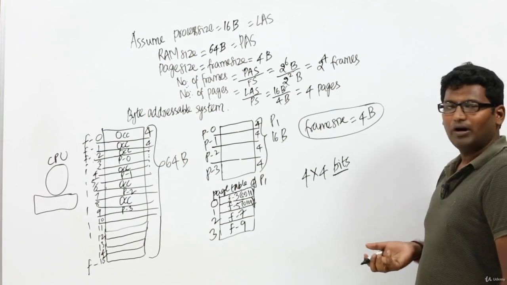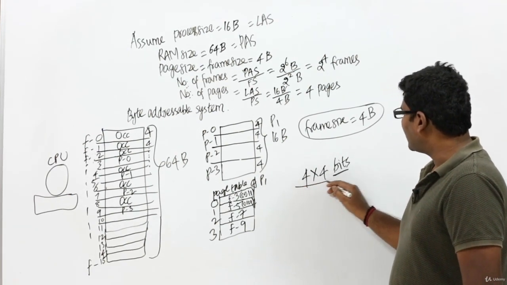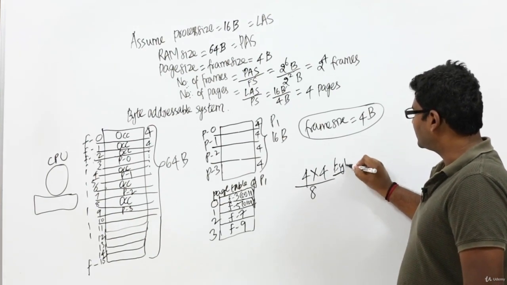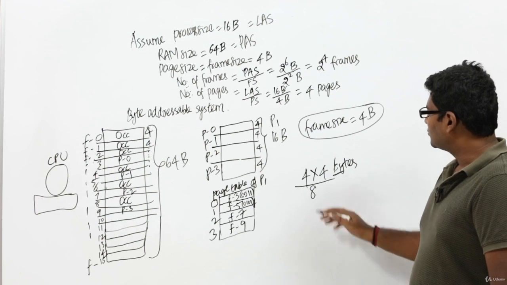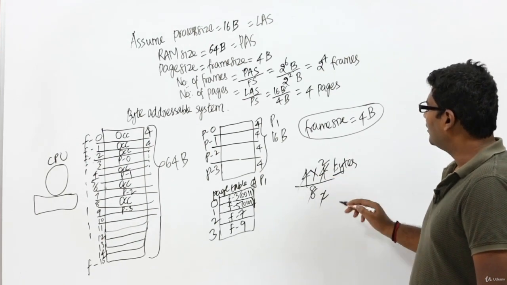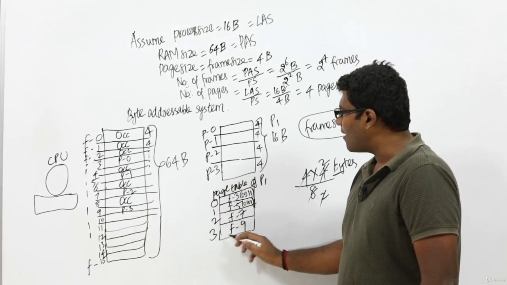Now, in case I wanted to convert it into bytes, what should I do? I should divide it by 8, right? If I divide it by 8, this will become bytes. Okay, so 1 4 is 4, 2 4s are 8, 1 2 is 2, 2 2s are 4. So totally there are 2 bytes. So the size of this page table is 2 bytes.